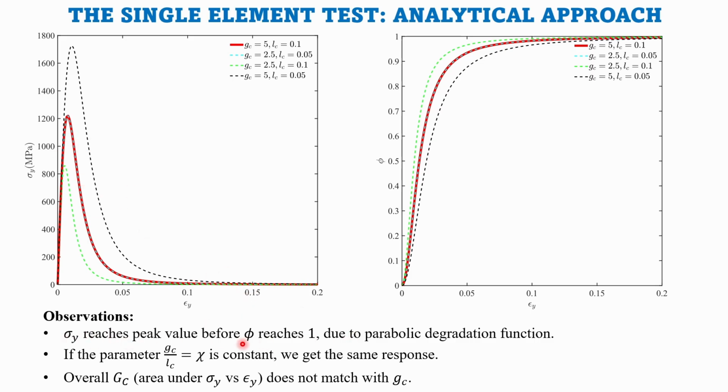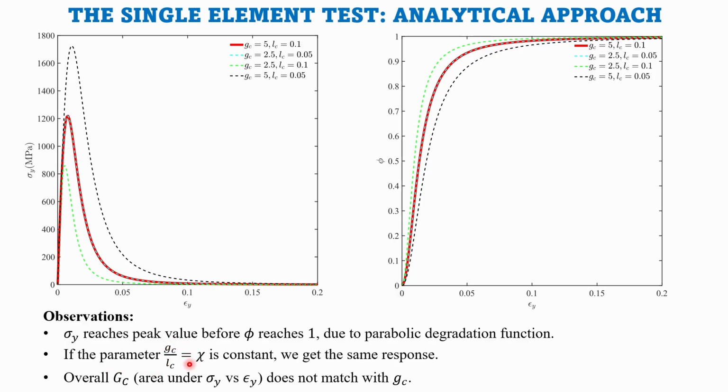Again, at this point, why? Because you see that the curve is not linear here. Just before reaching this failure point, it is not linear. This is a well-known drawback of this parabolic degradation function g of phi that we are using. It is (1 minus phi) whole squared, right? So due to this parabolic degradation function, this non-linearity comes, but it is very, very subtle, so we don't have to worry about it.